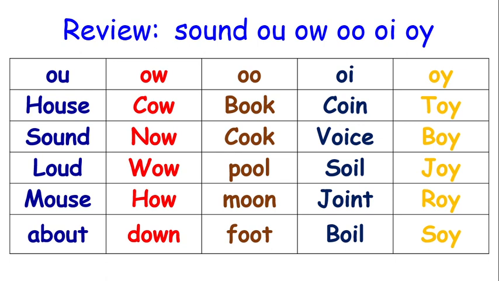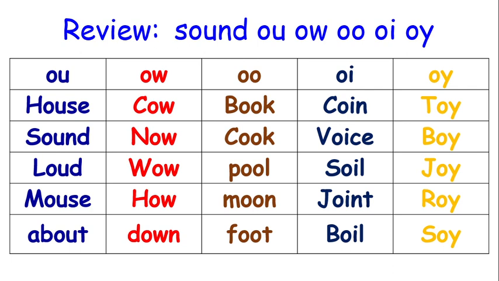OU sounds out, like house, loud, mouse, about. OW is also the same, sounds out: cow, now, wow, how, and down. OO sounds OO, like book, cook, pool, moon, and foot.